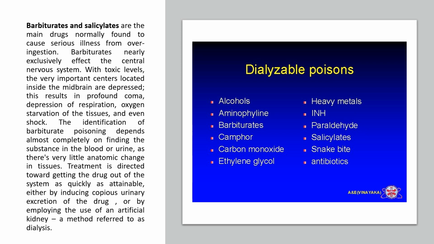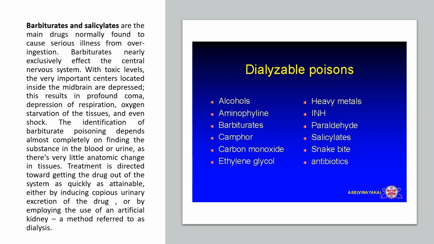Barbiturates and salicylates are the main drugs normally found to cause serious illness from over-ingestion. Barbiturates nearly exclusively affect the central nervous system. With toxic levels, the very important centers located inside the midbrain are depressed. This results in profound coma, depression of respiration, oxygen starvation of the tissues, and even shock.